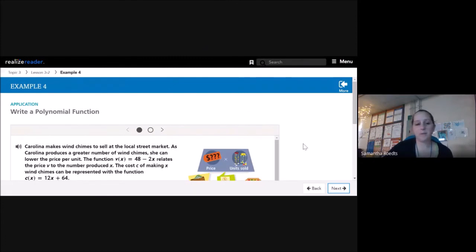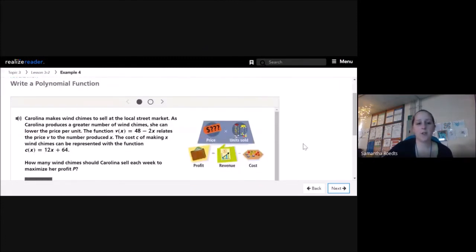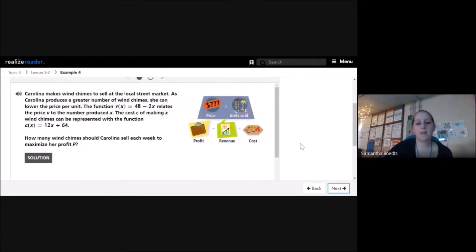All right, so example number 4, write a polynomial function. Carolina makes wind chimes to sell at the local street market. As Carolina produces a greater number of wind chimes, she can lower the price per unit. The function v of x equals 48 minus 2x relates the price v to the number produced x. The cost c of making x wind chimes can be represented with the function c of x equals 12x plus 64. How many wind chimes should Carolina sell each week to maximize her profit p?